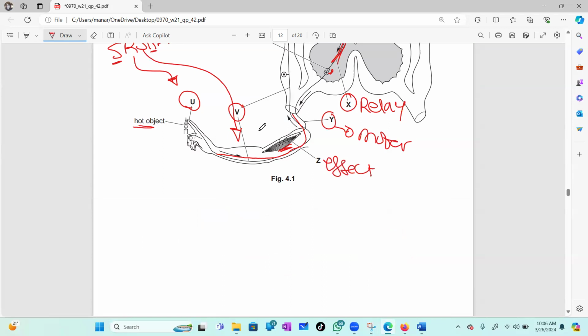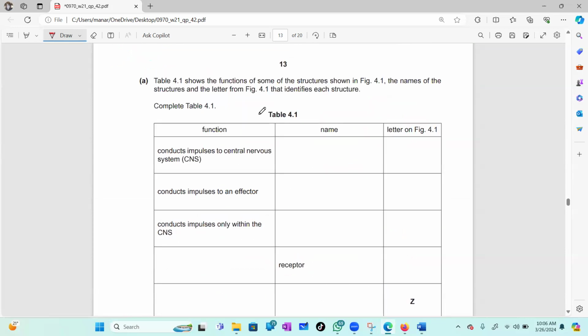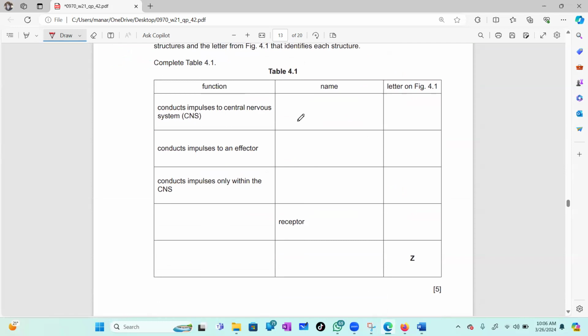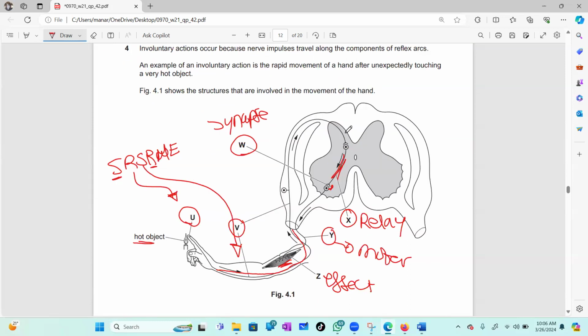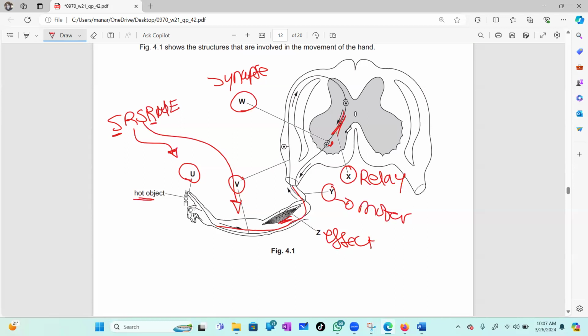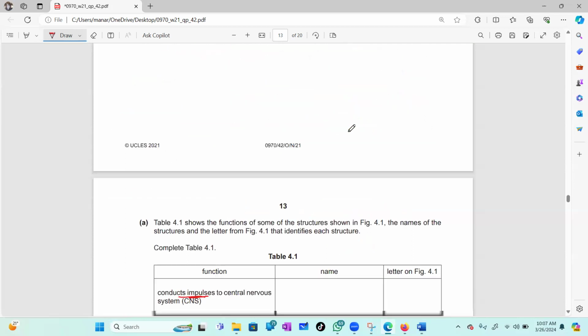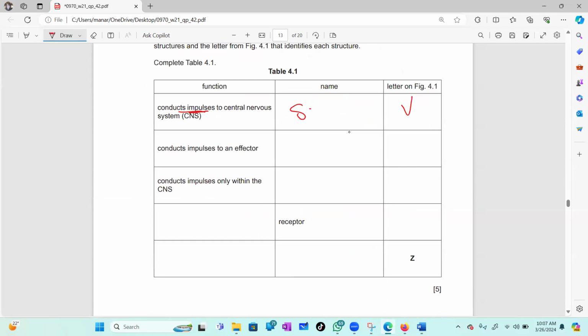And they actually ask you in the table. We already mentioned all that. Okay, the letter on the figure: what is the letter of the structure that will conduct impulses to the central nervous system? What is the nerve cell? Which one? The V or the W or the X? Quickly. We already said it. That will take the message to, yes, the V. Okay, good. So this will be the V. You will write V here, the letter, and the name, this will be the sensory.